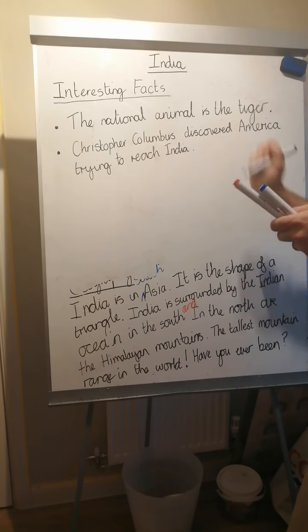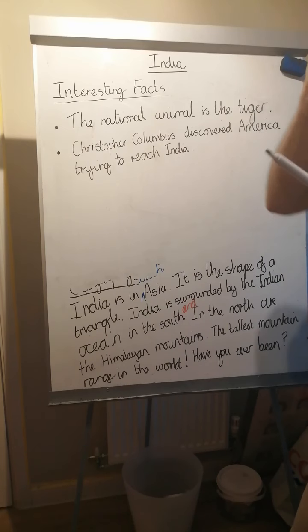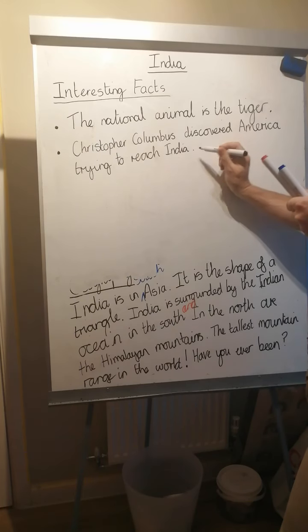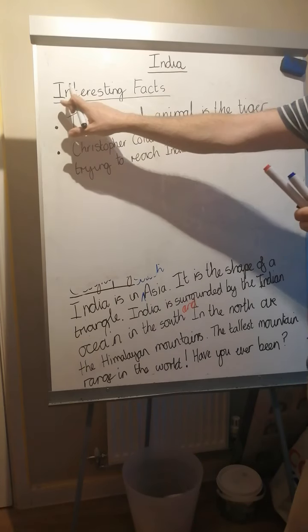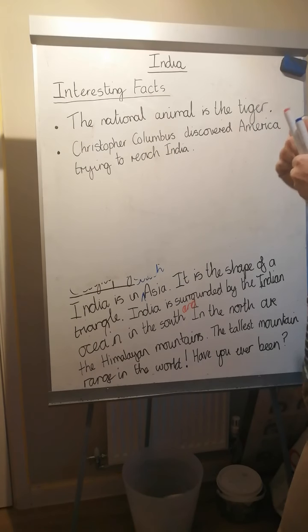Which is why the Native Americans, that we call them now, used to be called Red Indians, because Christopher Columbus thought he'd gone all the way around the world and gone to India, but in fact he'd discovered America, which nobody knew existed. So those are my two interesting facts. So it's just slightly different layout in the fact that you've still got your subtitle, but we've got our two bullet points.